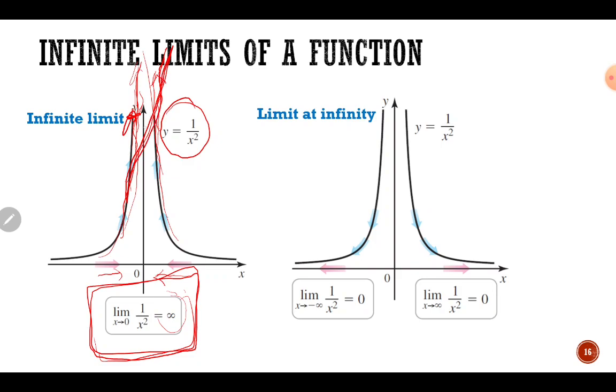Kalau dia cross the y-axis, maknanya at certain point when x equals to 0, y is equals to a value. Tapi ni tak. Dia tak cross y-axis. So, it's just approaching the y-axis and goes up. Alright. So, as x approaching 0, 1 over x squared is equals to infinity.